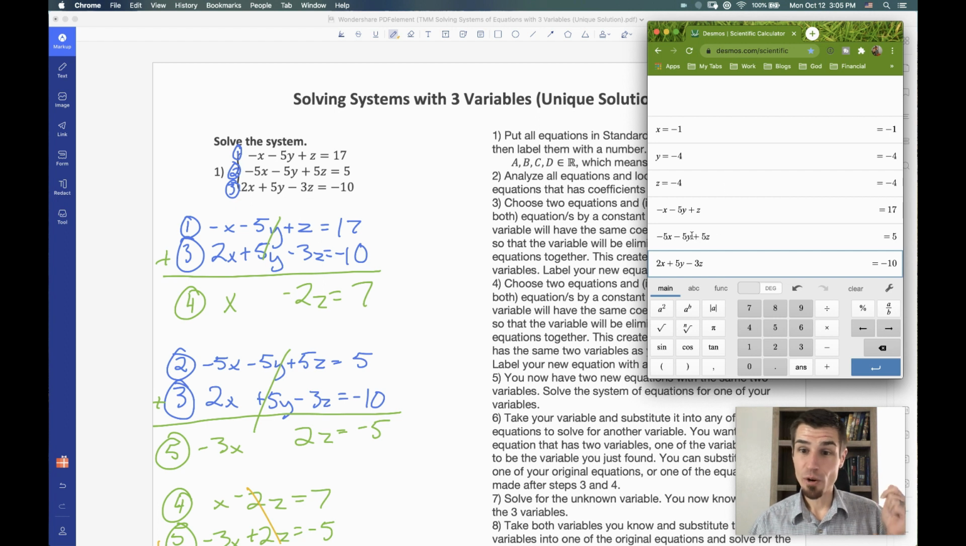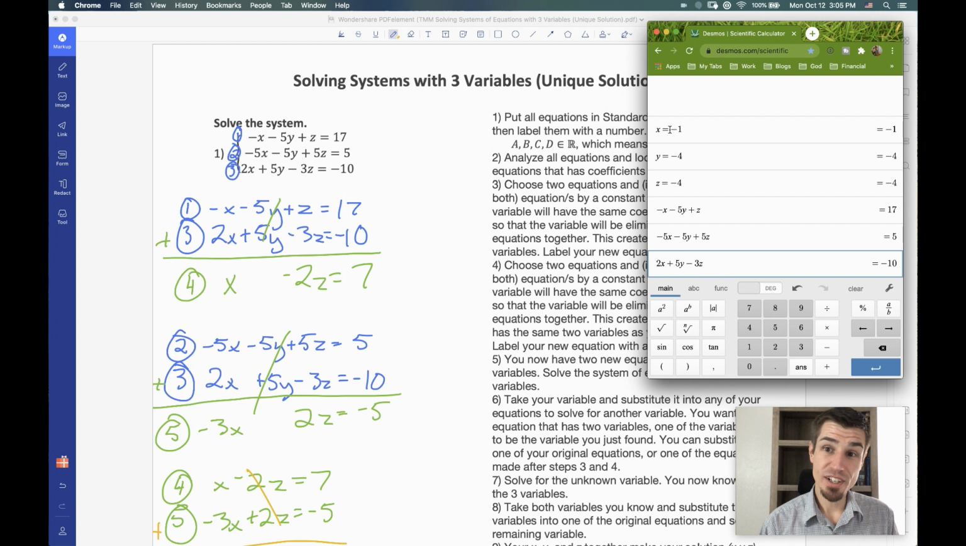So check it out. When we entered in the left side of the second equation, we got 5. Hey, the right side's 5. We know we're good. Same thing with the third equation. We got -10, -10. So we know we're right. So we know our solution is x is equal to -1, y is -4, and z is -4.